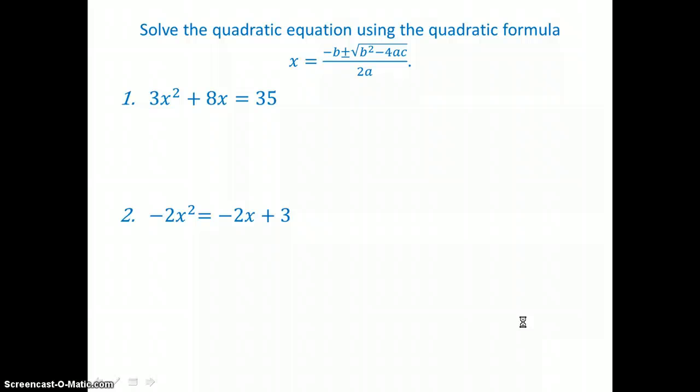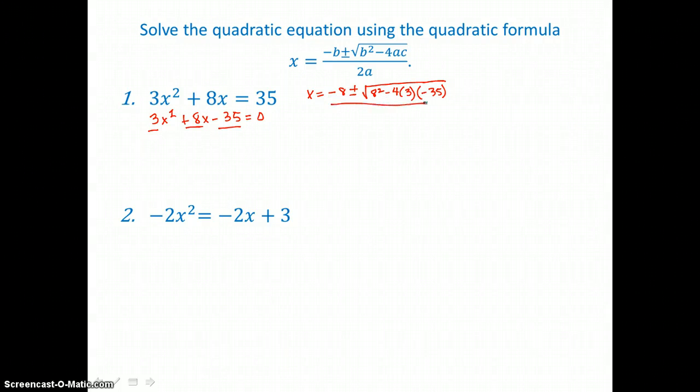And we're going to use it to solve these two quadratic equations. The first thing we need to do is get our quadratic equation in standard form, 0 on one side. So in this one I'm going to subtract 35 from both sides to get 0 on the right. Then I see my a value is 3, my b value is 8, and my c value is negative 35. So in the quadratic formula, I'll substitute in 8 for b, and in for a, I'm going to substitute 3, in for c, negative 35. All over 2a, and a is 3.